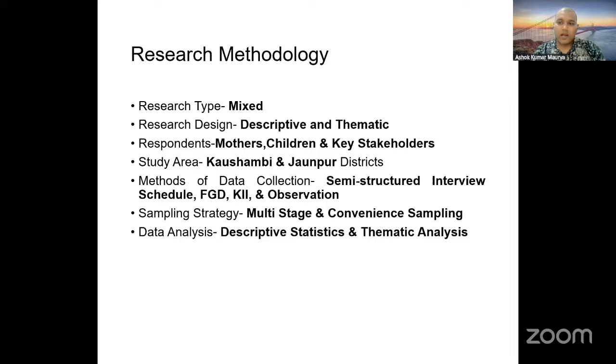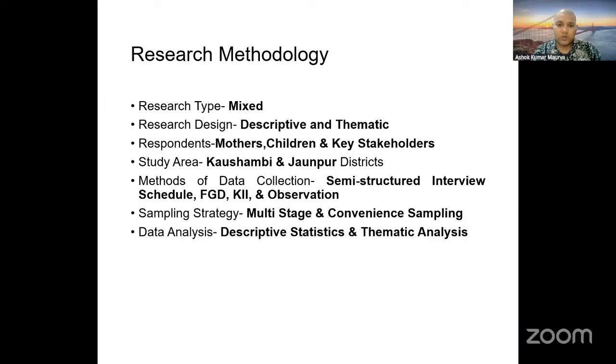And I took the mixed method approach because it is based upon the research objective. So I took the mixed method approach, in which I used a descriptive and thematic research design. And my respondents are mothers, children, and key stakeholders, generally teachers, caregivers, Anganwadi workers, midday meal cooks, and supervisors. So they become the key stakeholders.